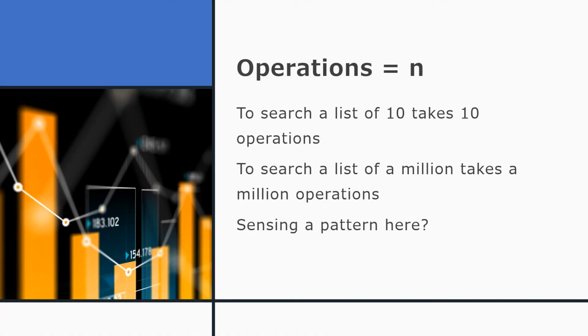So the number of operations is n. To search a list of 10, you'd repeat 10 times. To search a list of 1,000,000, you'd repeat 1,000,000 times. So it's pretty obvious that the number of loops that are required in the linear search is directly the same as the number of items that you need to search through.